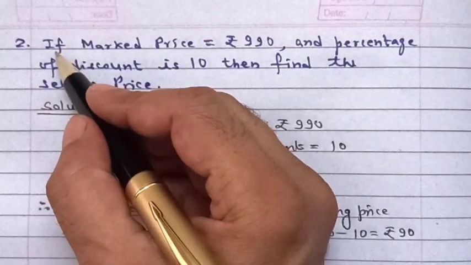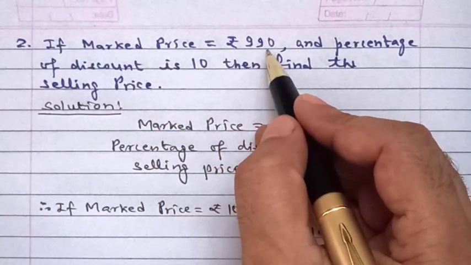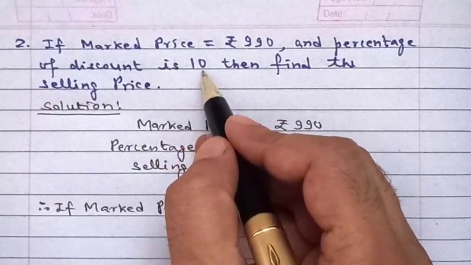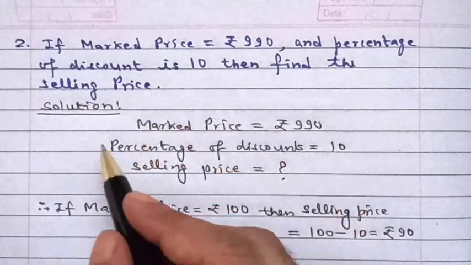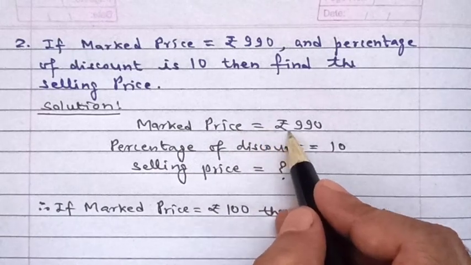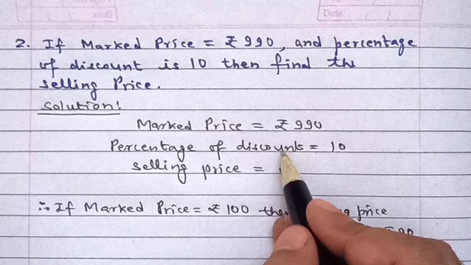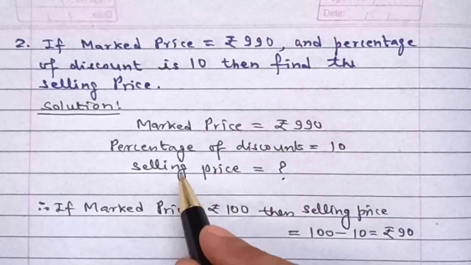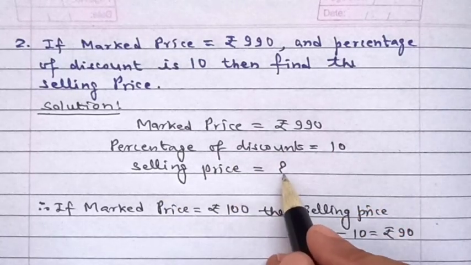Question number 2. If mark price is equal to rupees 990 and percent of discount is 10, then find the selling price. Solution. Mark price is equal to rupees 990. Percent of discount or discount percent is equal to 10. That is, rate of discount is equal to 10%. Selling price is your question mark.